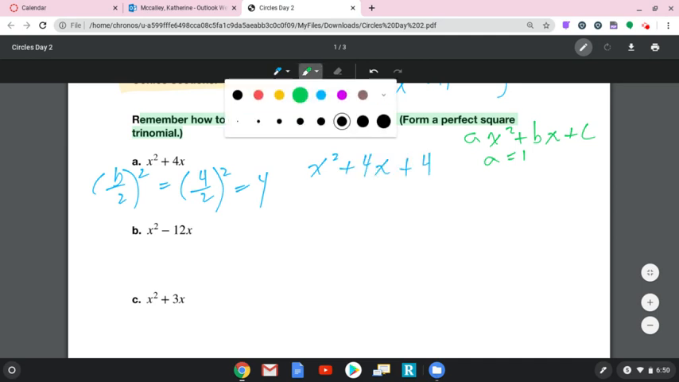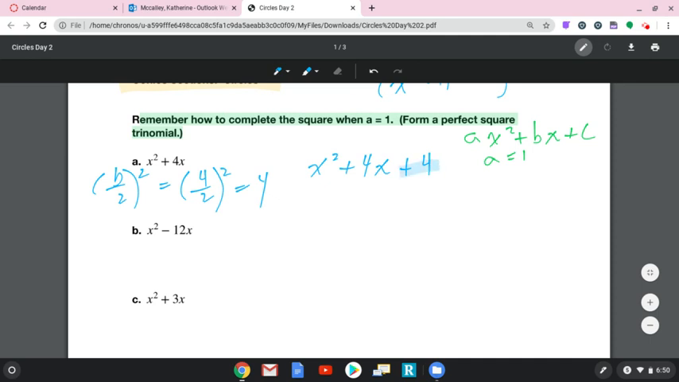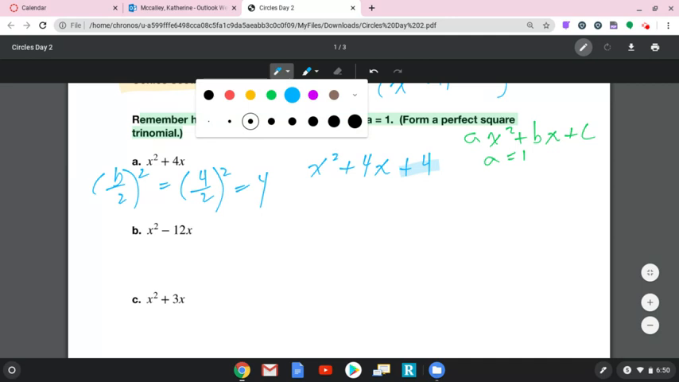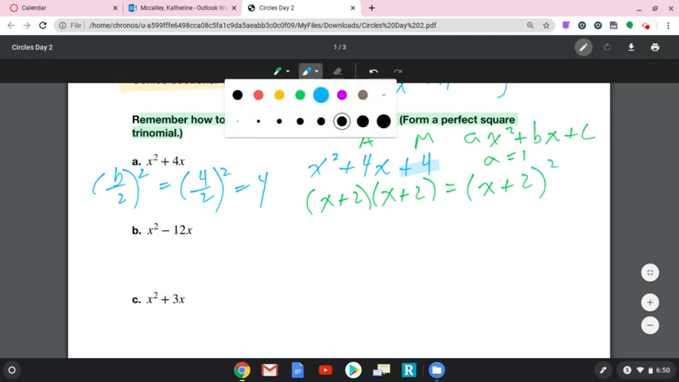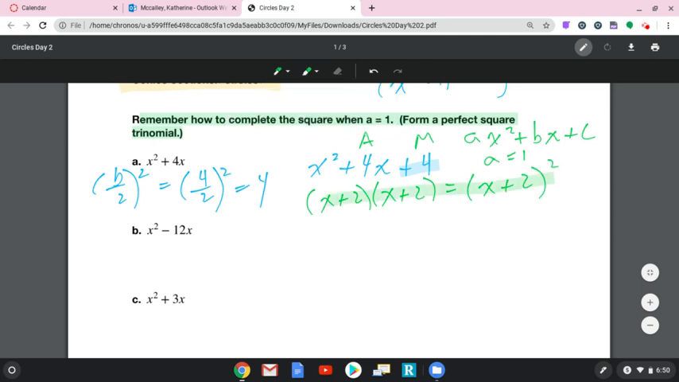So that is what I'm inputting in. That makes it a perfect square trinomial. And the reason it's a perfect square is because when I factor it, look what happens. I say what adds to 4 and multiplies to positive 4, that's 2 and 2. I get the same two binomial factors, and I can rewrite it as the quantity of x plus 2 squared. That makes it a perfect square trinomial.